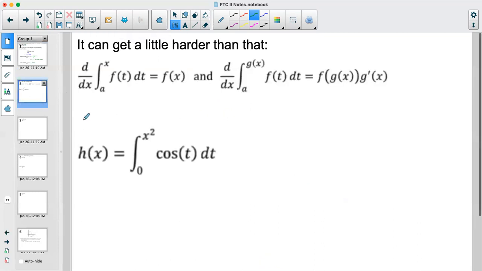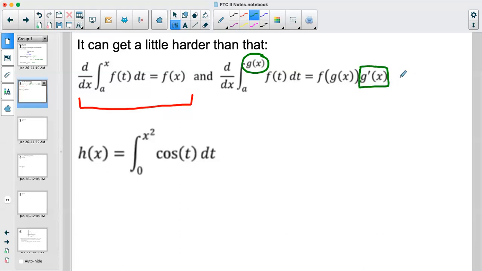So it can get a little harder. This is the thing that we just saw: the derivative with respect to x of some integral like this, you just plug the x in for the t. But, and this is the harder part, if the thing up here is not just x but a function of x, we plug the function in like we just plugged the x in, but then we have to multiply by its derivative. This may seem familiar to you. I certainly hope so. This is known as the chain rule, okay? You have to use the chain rule here, or else it's not going to work.